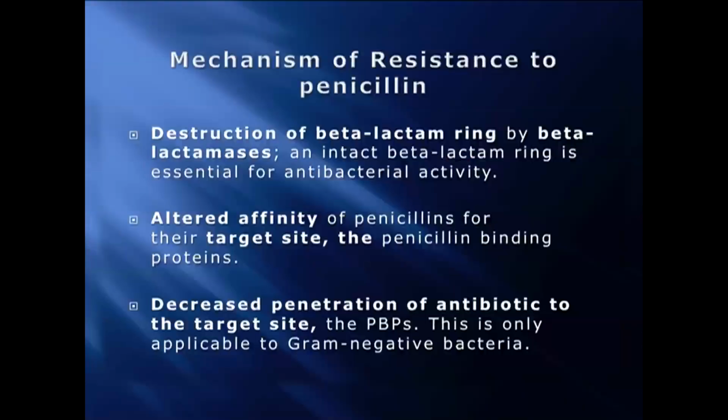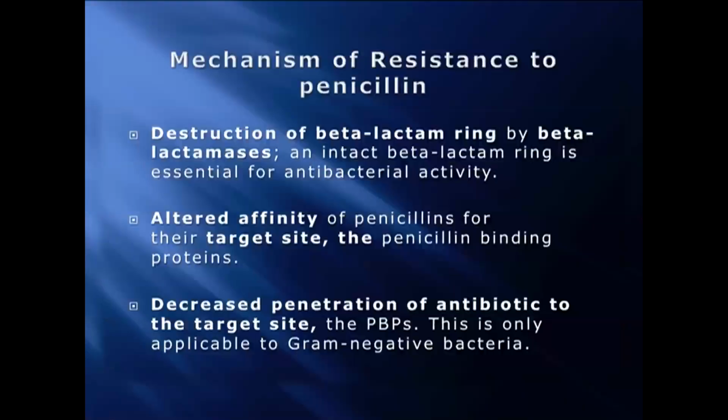The second mechanism by which they can develop resistance is altered affinity of penicillin for their target site, which is the penicillin binding proteins. I told you the transpeptidase is the penicillin binding protein to which the penicillins bind. So if the penicillin binding protein is altered, the penicillin does not bind and therefore becomes ineffective. The third is the decreased penetration of the antibiotic to the target site.